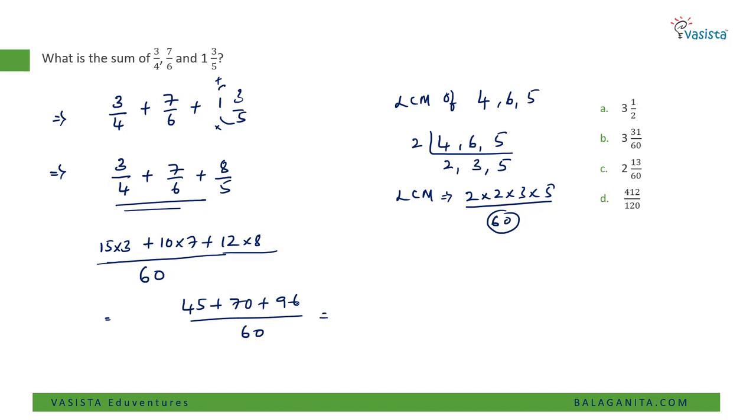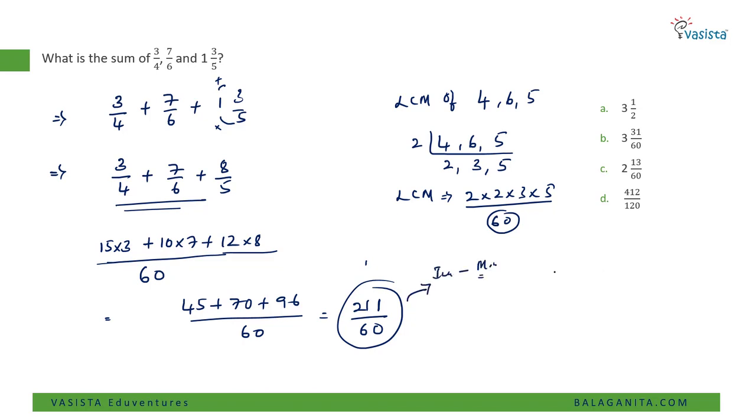Now add it here. 6 plus 0 is 6, 6 plus 5 is 11, write 1, carry 1, 9 plus 1 is 10, 10 plus 7 is 17, 17 plus 4 is 21, over 60. This is what the answer is, but we need to check because they have given the options in terms of mixed fractions. Let me convert this improper fraction to a mixed fraction.